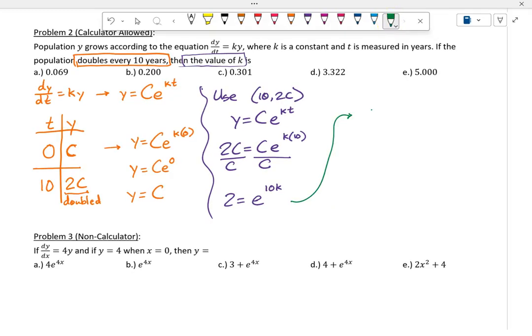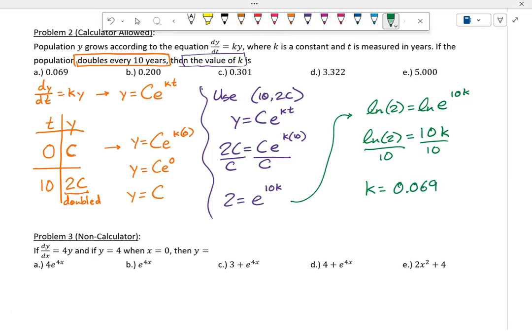All right, ladies and gentlemen, what are we doing to both sides to solve? Natural log, right? Natural log of 2 equals natural log of e to the 10k. So natural log of 2 equals what? And then what do I do to solve for k? All right. When you did that, which one did you get? A, B, C, D, or E? A, right? There we go.